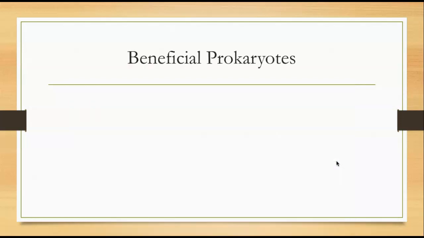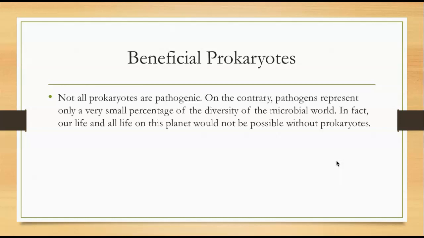But again, I always try not to leave you on a scary note. Let's talk about the beneficial prokaryotes. Not all prokaryotes are pathogenic. In fact, pathogens represent a very, very small percentage of the diversity of the microbial world. Our life on this planet would not be possible without prokaryotes, right? The first photosynthetic organisms were these bacteria, basically blue-green. They used to call them blue-green algae, but they're actually bacteria that can do photosynthesis. Without that, we don't have oxygen in our atmosphere, and of course, we know why we need oxygen.